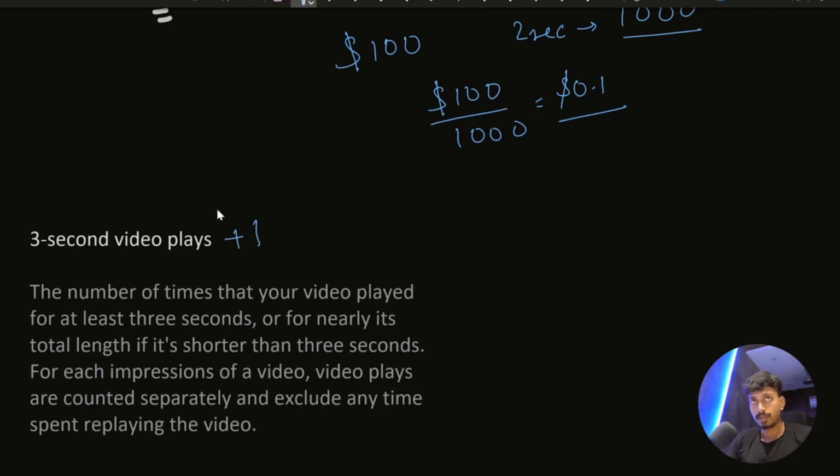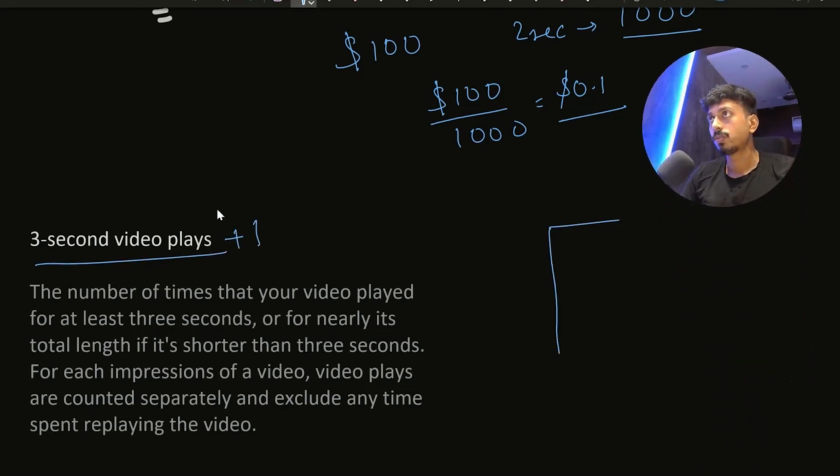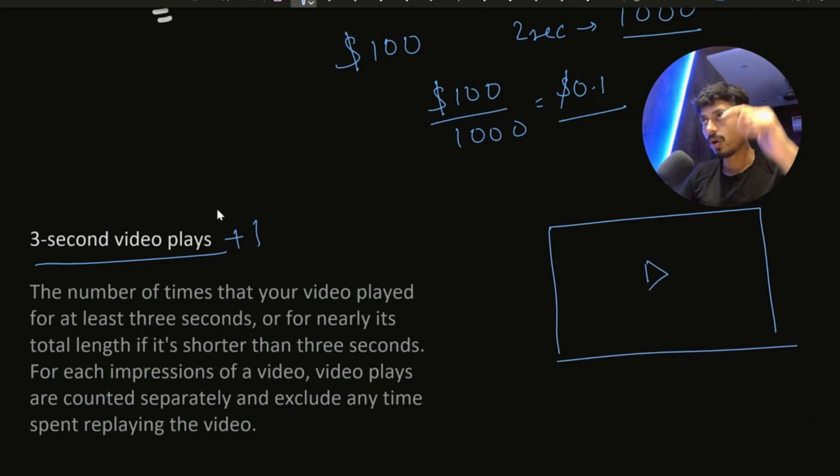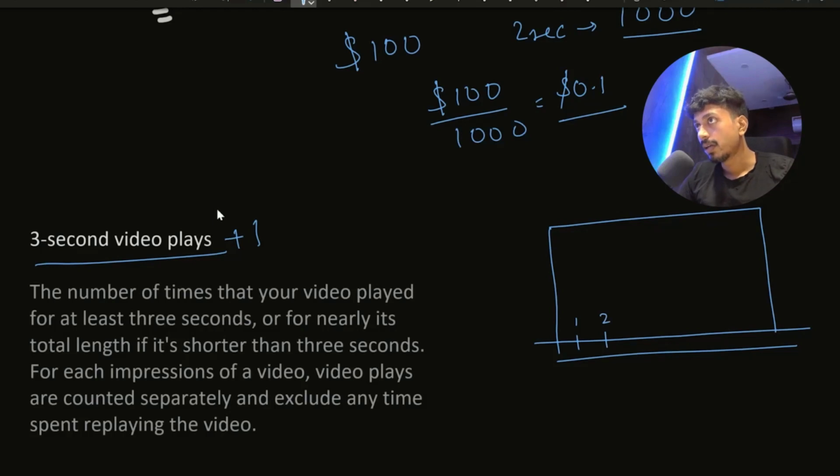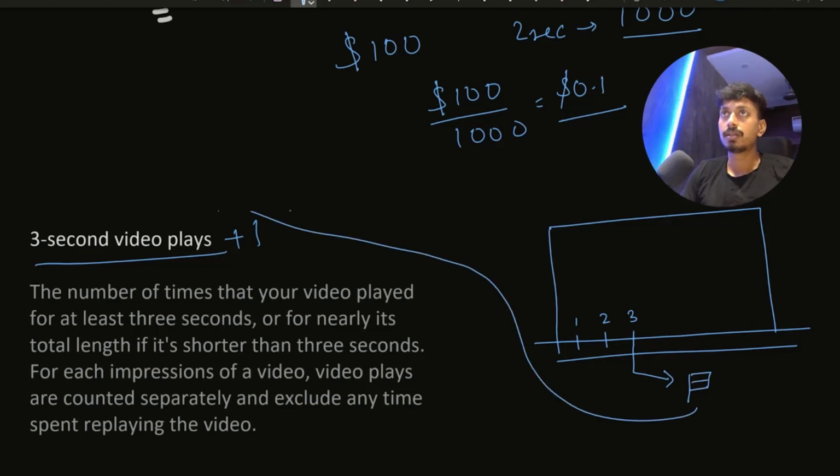Let's say a user is watching your video. Let me explain it. It got auto played when we scrolled. Now it is playing, and now listen to this very carefully. Imagine he is here at the 1 second mark, here at the 2 second mark, now he is here at the 3 second mark. If he reaches here, this will be flagged and it will increase the counter by 1.